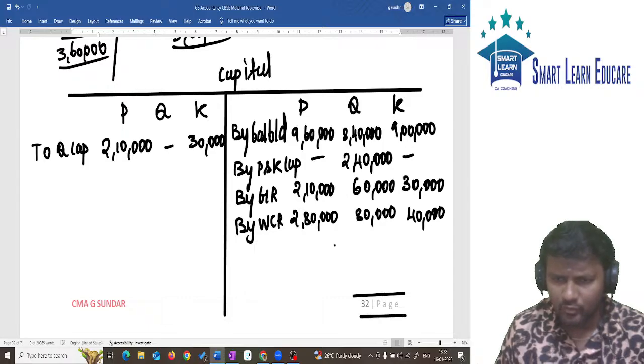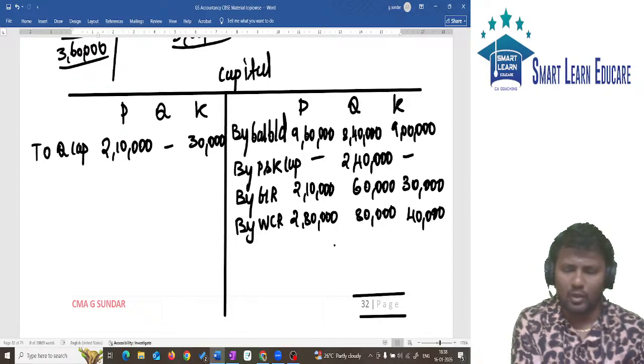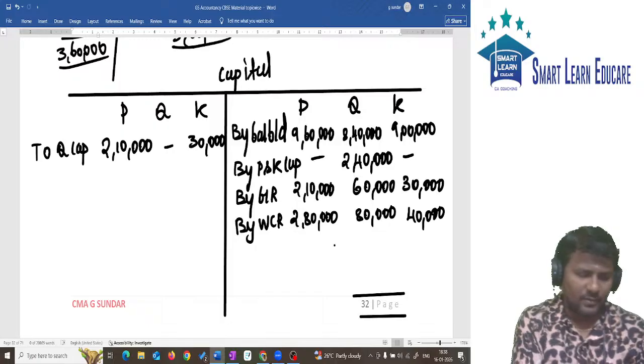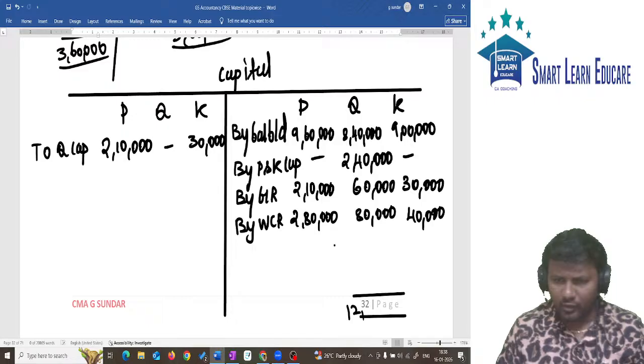Balance Q account. Tell me the total of Q order total, how much did you say? 2,40,000, 8,40,000 plus 2,40,000 plus 60,000 plus 80,000 will give you 12,20,000.